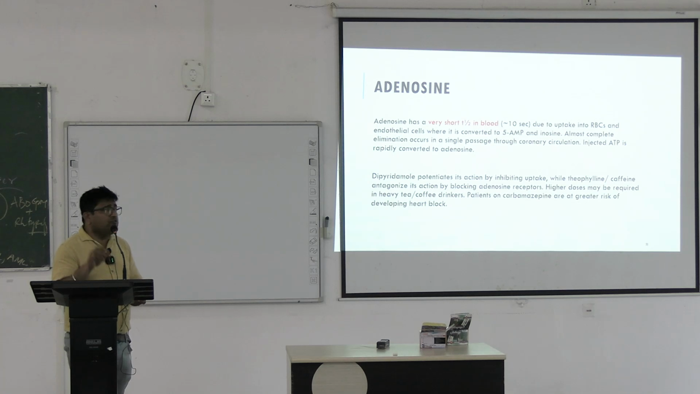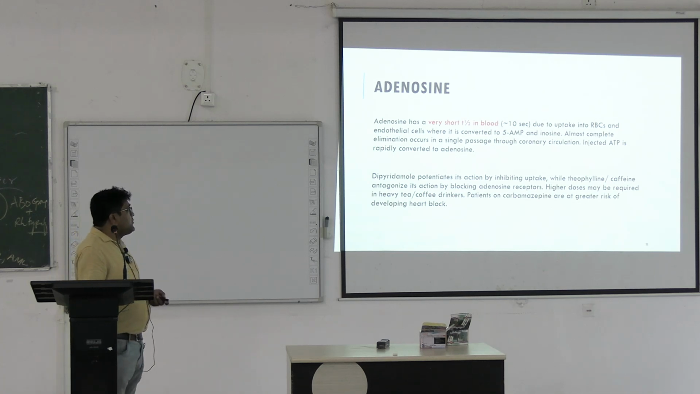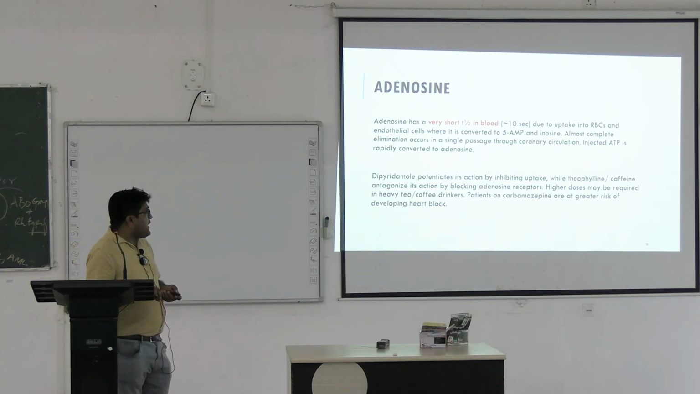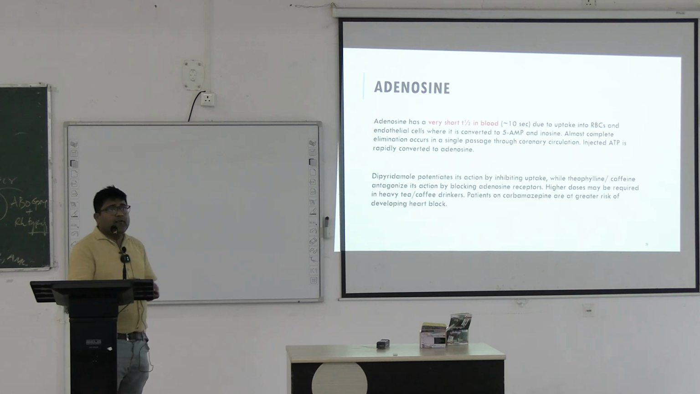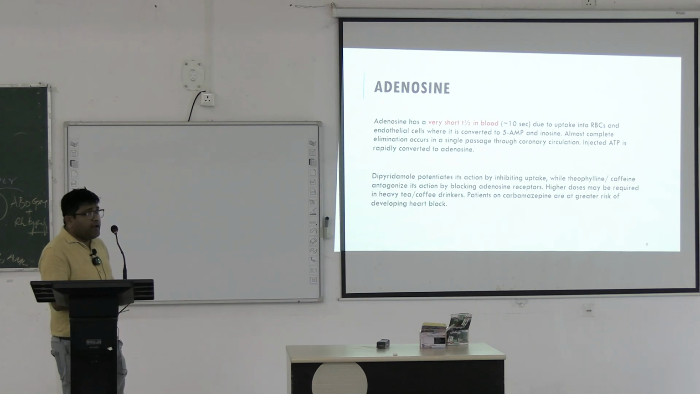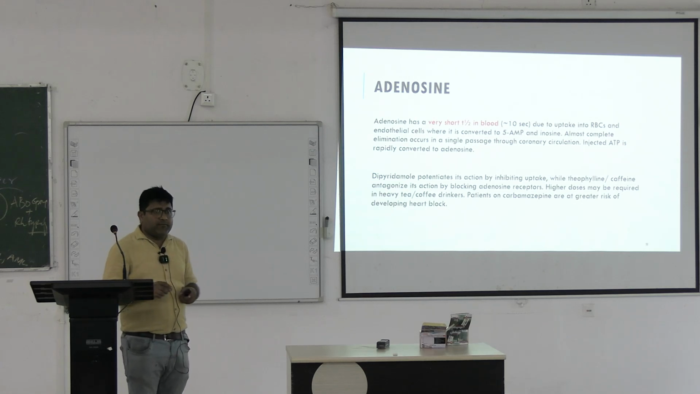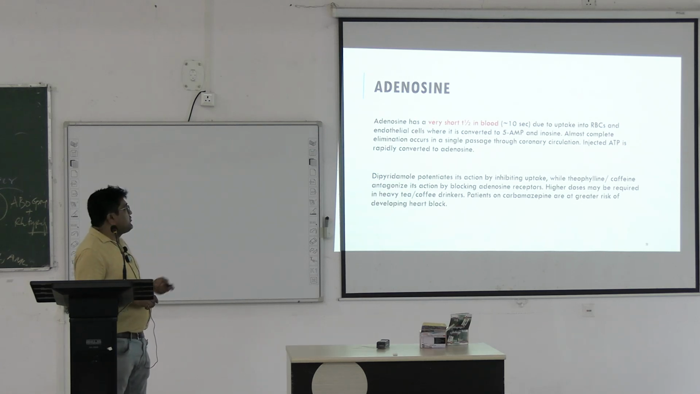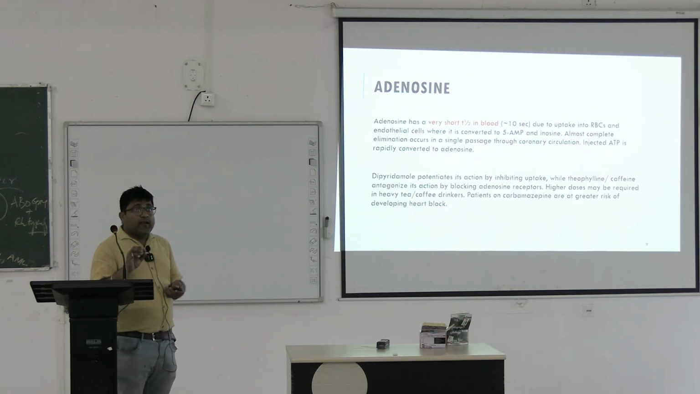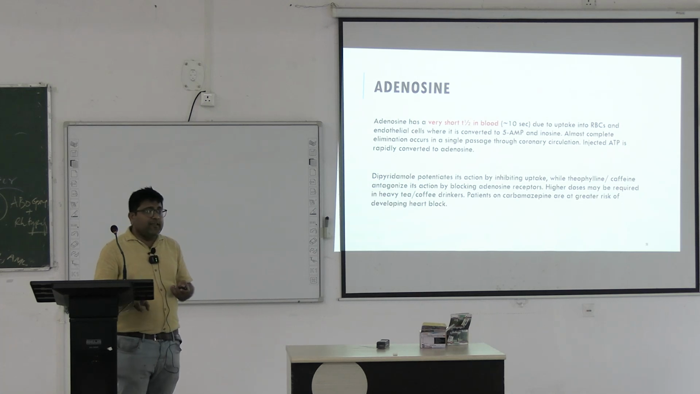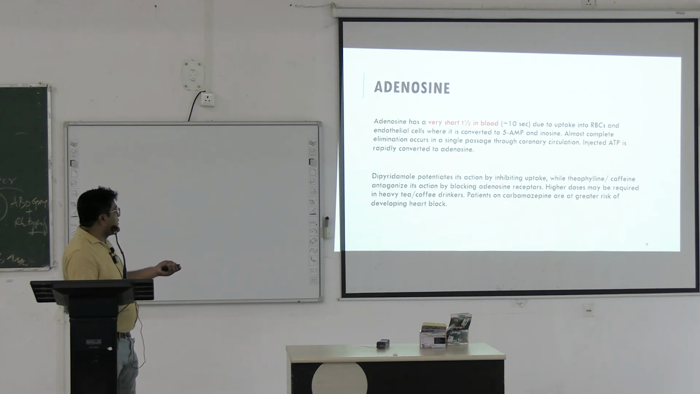Adenosine has a very short half-life of 10 seconds due to uptake into the RBC and endothelial cells. Now dipyridamole potentiates the action of adenosine by inhibiting the uptake, and theophylline and caffeine antagonize its action by blocking adenosine receptors. So adenosine may not act in heavy tea or coffee drinkers.